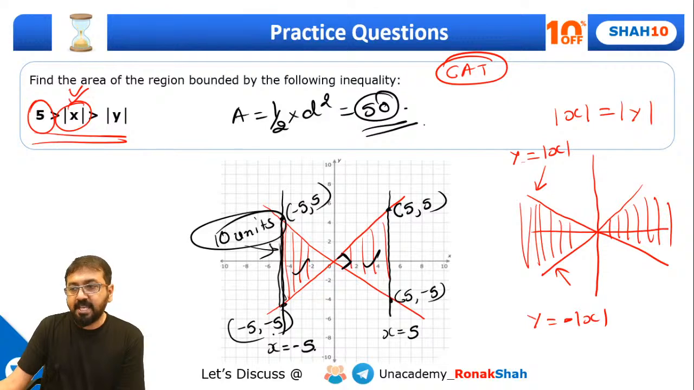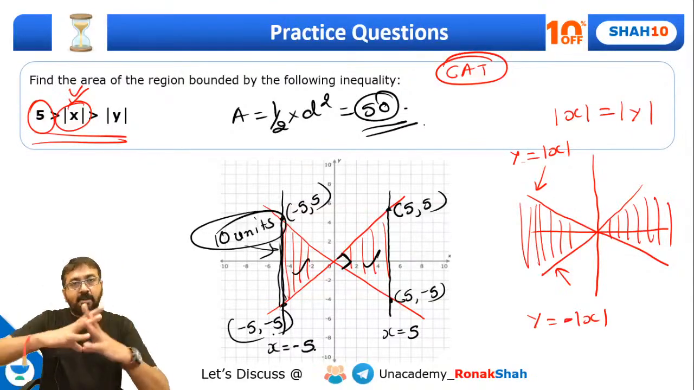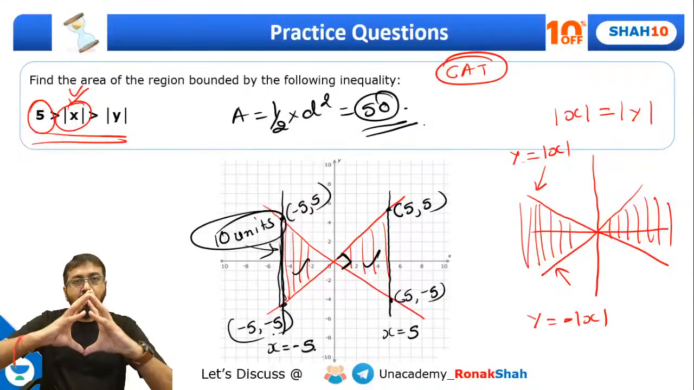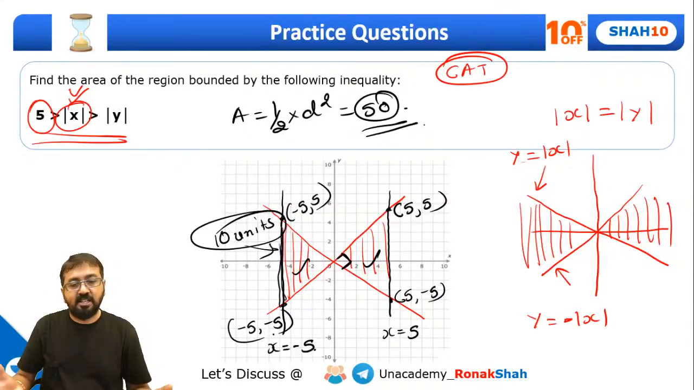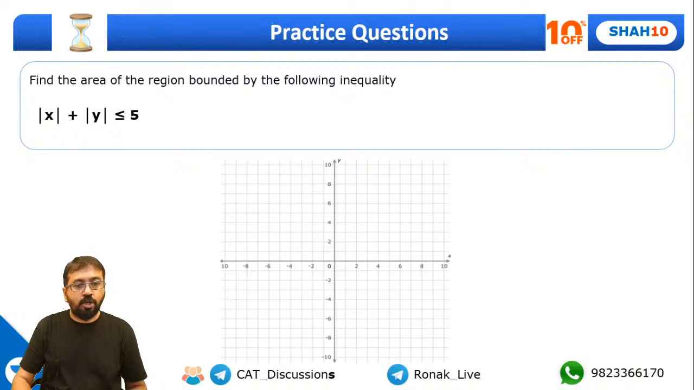क्या सबको समझ में आया ये पॉइंट? Guys, how did I get area is 50 units? मैंने इसको एक स्क्वायर बना दिया, दो राइट एंगल ट्राइंगल को चिपका के एक स्क्वायर बना दिया, है ना? तो आप इस तरीके से इसको सॉल्व कर सकते हो. फाइन, चलो कुछ और क्वेश्चन लेते हैं.